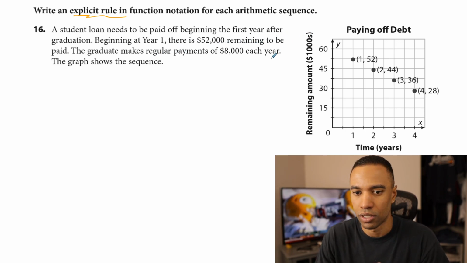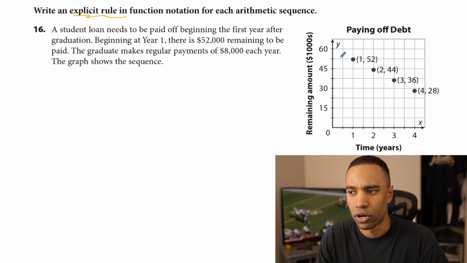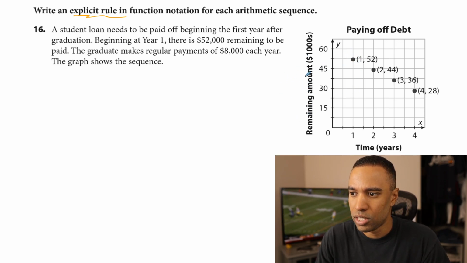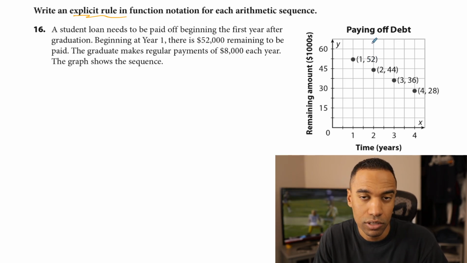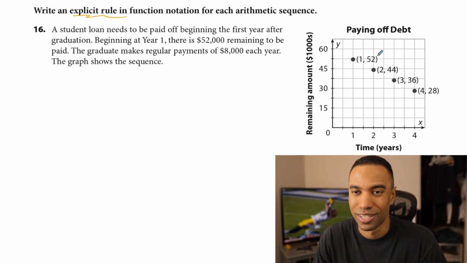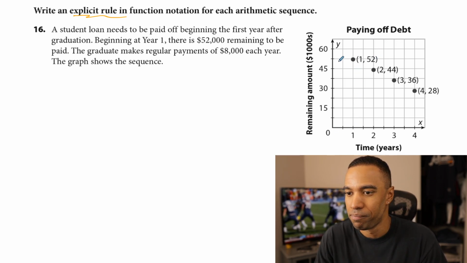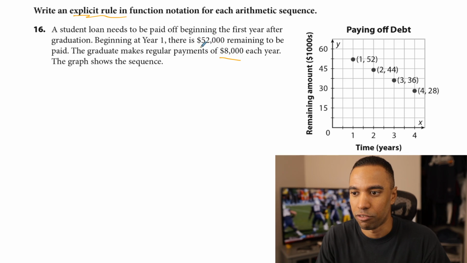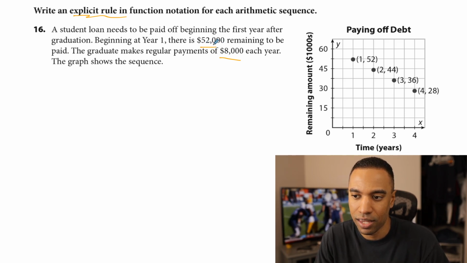The graph shows the sequence. So they actually helped you more than hurt you by showing this thing. Notice these are in thousands of dollars. So 52 is 52 times 1,000, 52,000, 44,000. So it's not just $52, if that makes sense. And these are years right here. So them telling you this information is great, I guess, on that end.